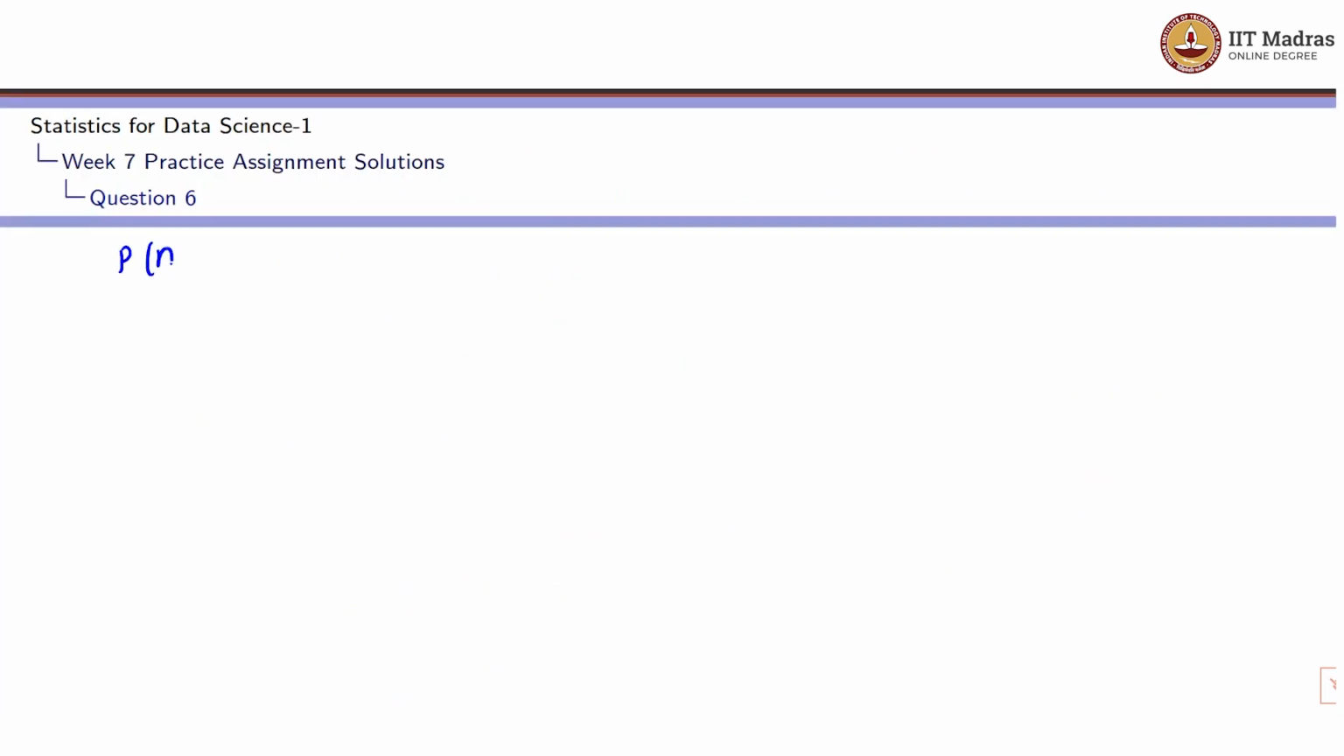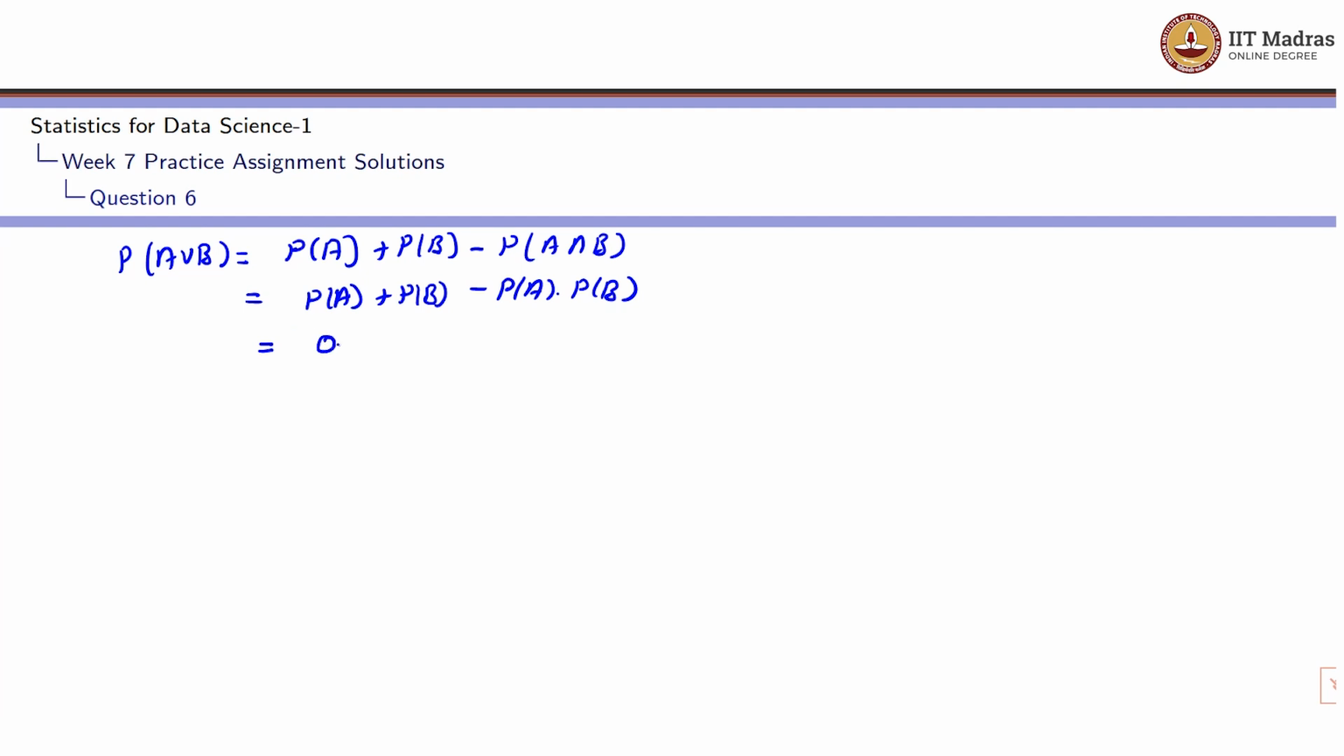From here I can write P of A union B by the addition rule as P of A plus P of B minus P of A intersection B, and as I told, P of A intersection B will be equal to P of A into P of B. By putting the values, P of A is given as 0.5 plus 0.8 minus 0.5 into 0.8. So this will be 0.5 plus 0.8 minus 0.4. So this will be equal to 0.9. Probability of A union B will be 0.9.